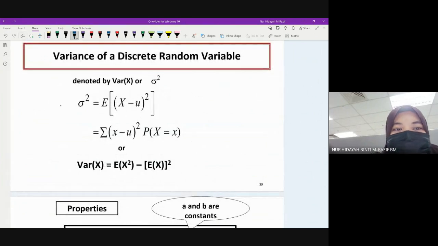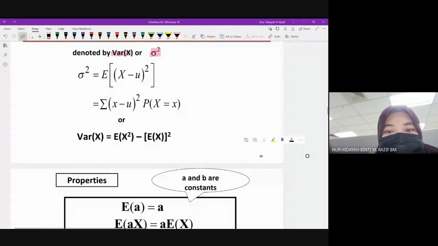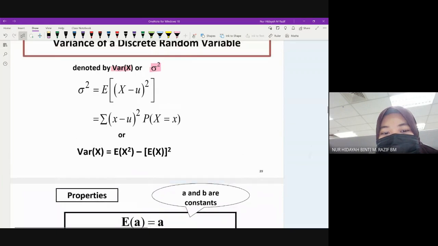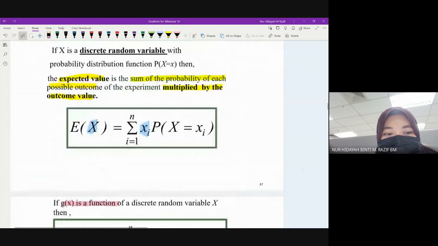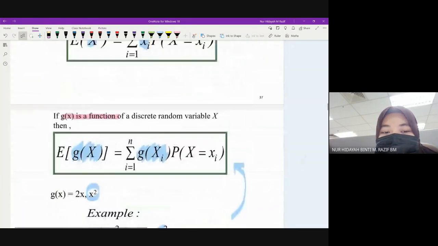Tadi kita dah tengok expected value ataupun expectation. So now to find the variance of a discrete random variable, we are going to denote our variance as var x, variance of x ataupun kita akan guna sigma kuasa 2. Okay, so in this case, variance kita iaitu sigma square is equal to the expected value of x tolak mu kuasakan dengan 2. Sorry, that is not u, that is actually our mu. Kita punya mean of your population.